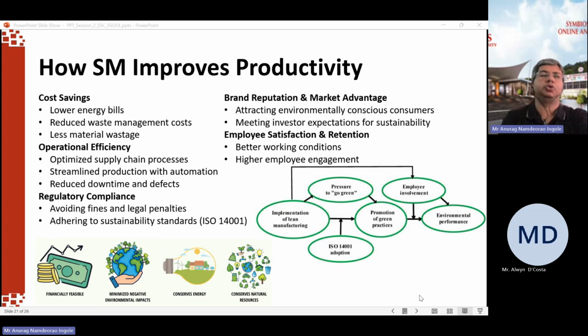Then brand reputation. Sustainability, why it is important and why businesses should focus on it. We had seen briefly in our first session that one of the benefits is brand reputation and market advantage: attracting environmentally conscious consumers and meeting investor expectations for sustainability. So sustainable manufacturing is also going to help you build a brand reputation, because that can be used for your marketing campaigns, that we have safe manufacturing facilities, our manufacturing facilities are carbon neutral.